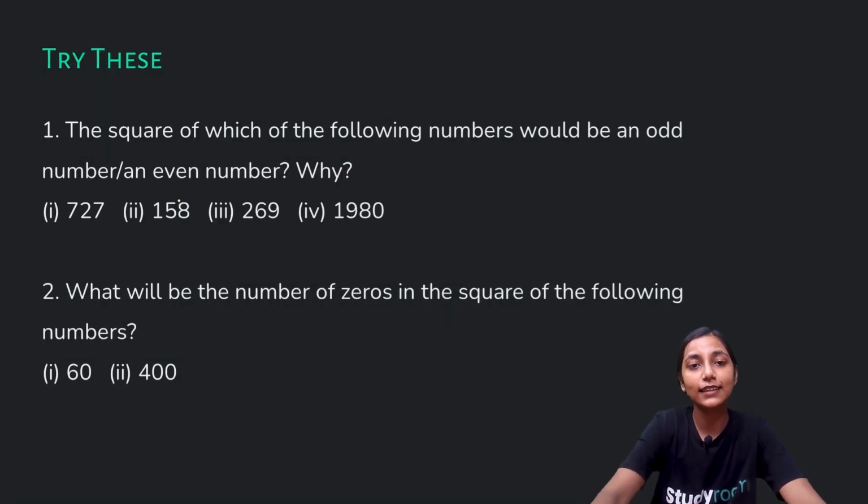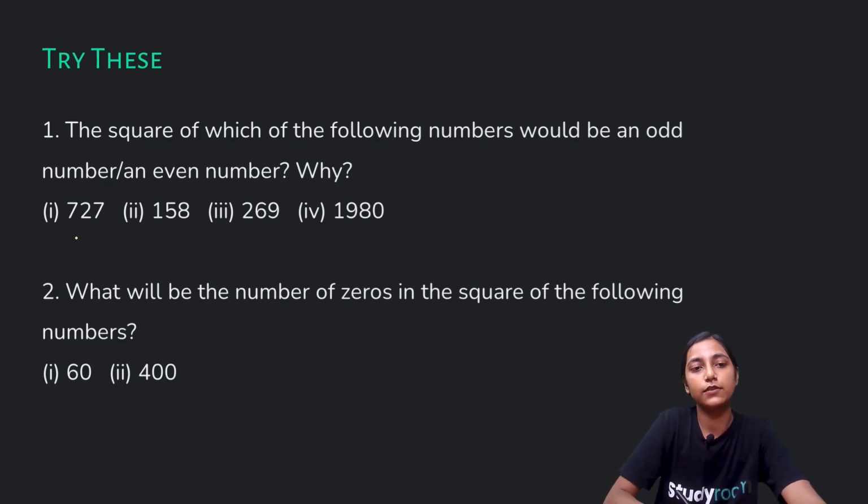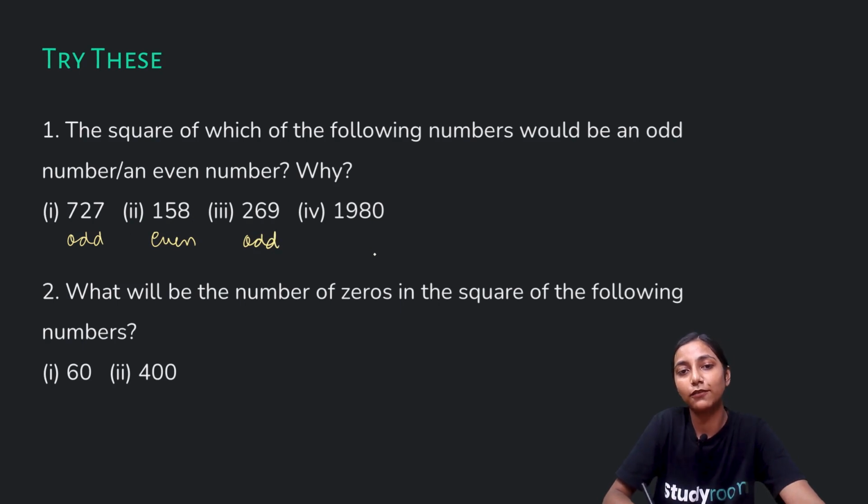So it's written, the square of which of the following numbers would be an odd or even number, that depends on the number itself. So since this number is odd, its square will be odd. This number is even, its square will be even. This number is odd, its square will be odd, and this number is even, its square will be even as well. What's the next question?